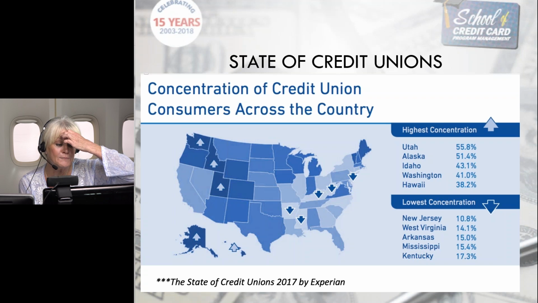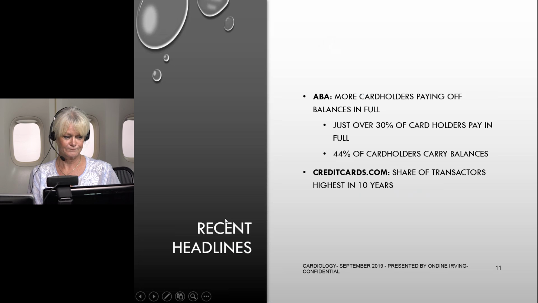But I have found this from Experian, and I just thought it was interesting, where they put the concentration of credit union consumers across the country, with the highest concentration being Utah, Alaska, Idaho, Washington, and Hawaii. The lowest, New Jersey, West Virginia, Arkansas, Mississippi, and Kentucky. I think this can be very helpful if you're in one of these states to know, if your numbers aren't where they need to be, this could perhaps be part of the reason.